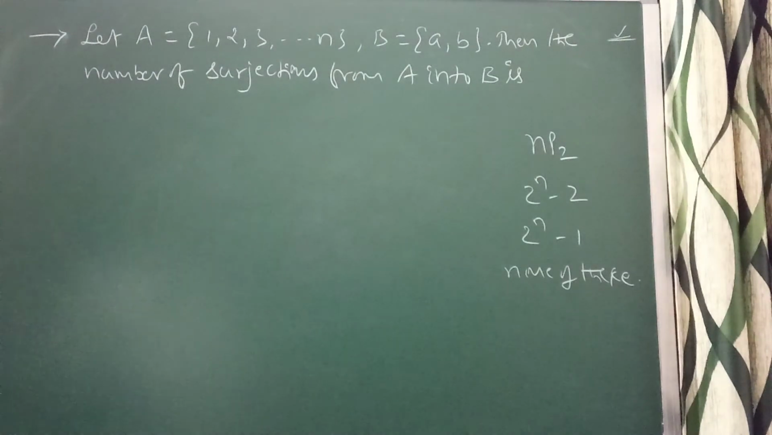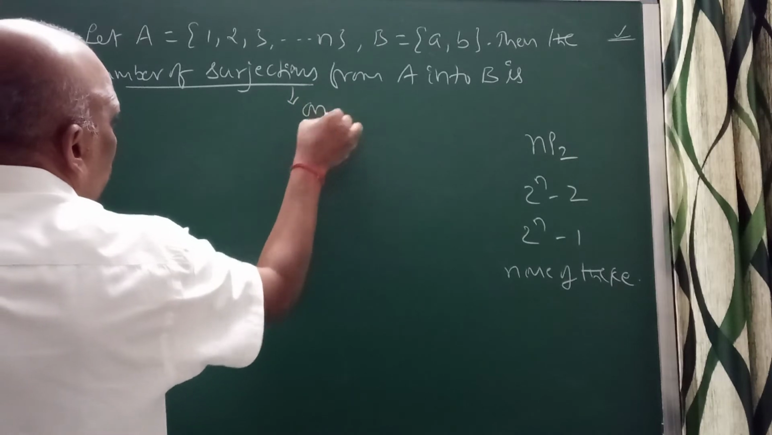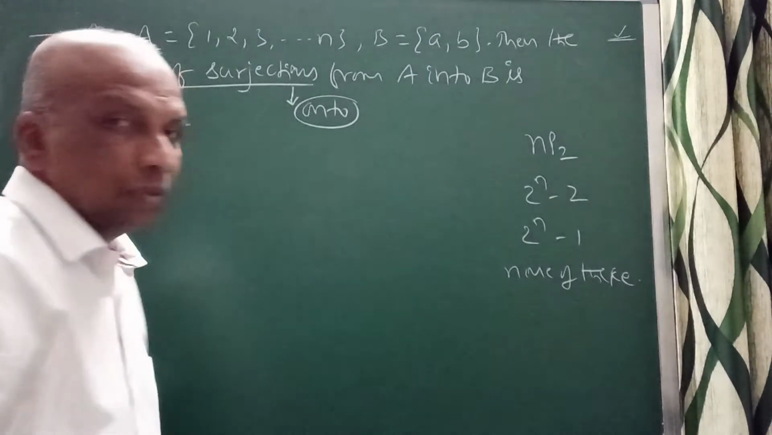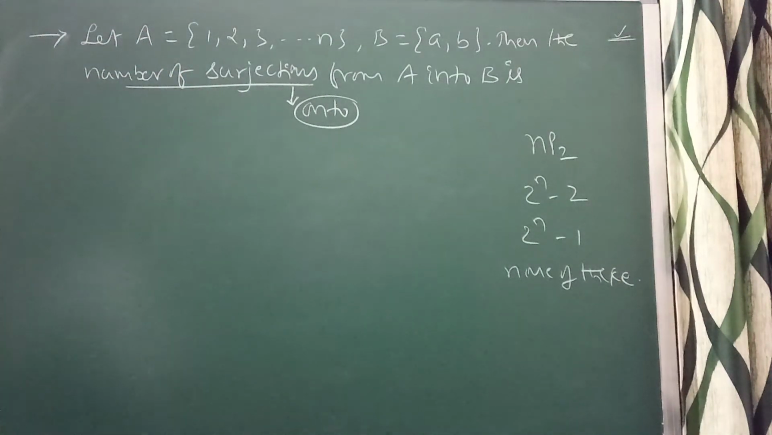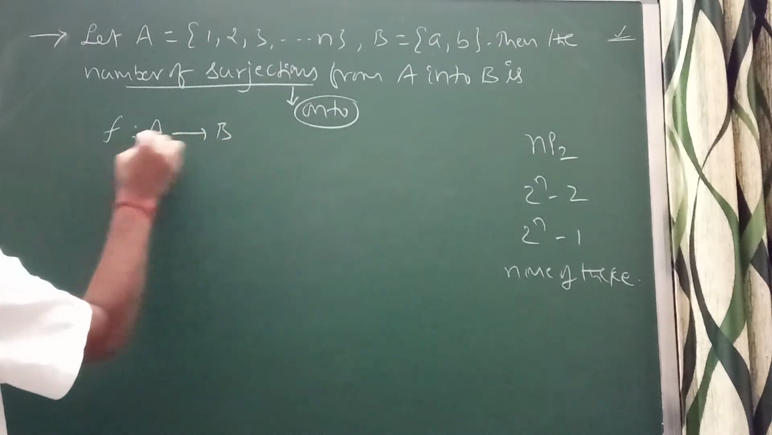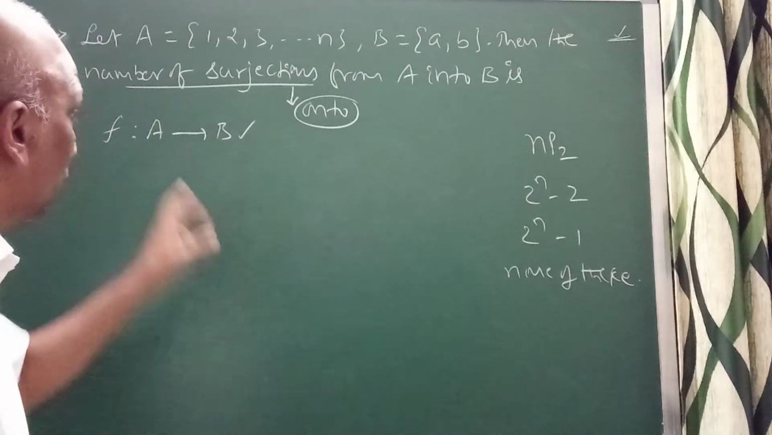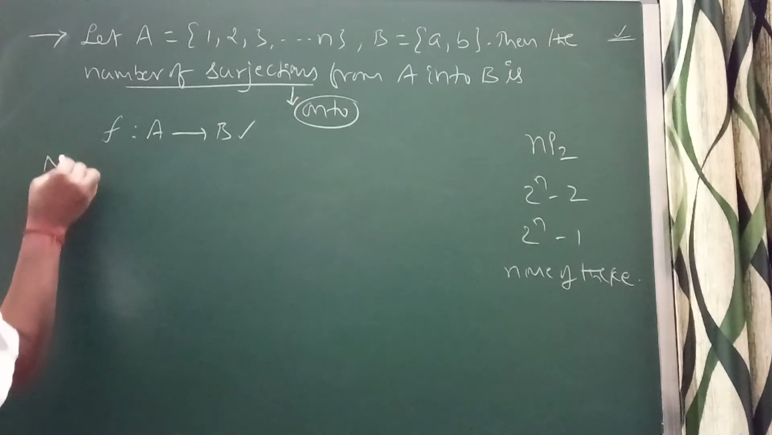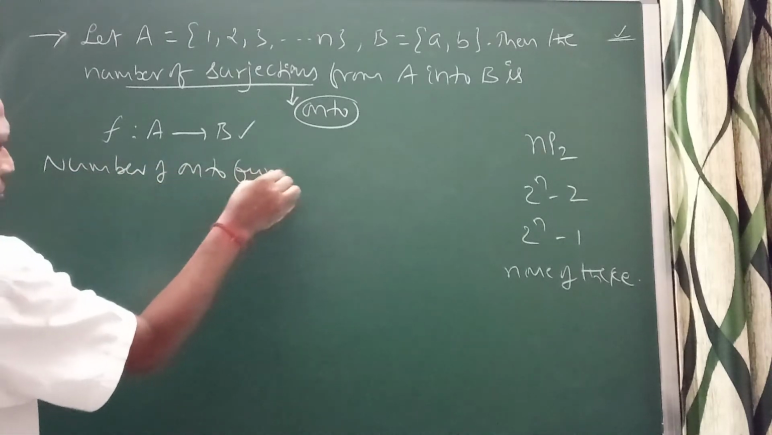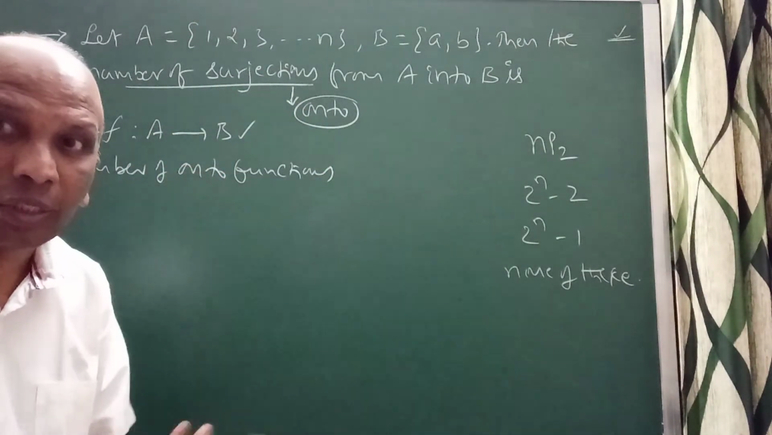Now see here, to find the number of surjections. Surjections means onto functions, both are the same. Remember, suppose f from A to B is a function. The number of onto functions or surjections I can define from A to B, the number of onto functions, which is nothing but surjection. Onto or surjection, both are the same.